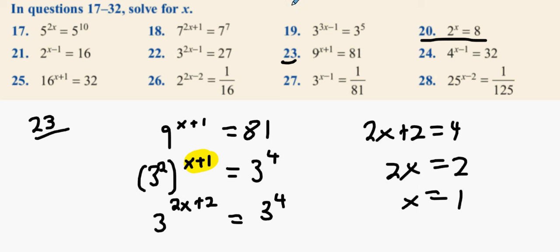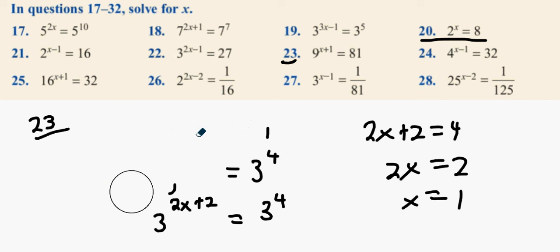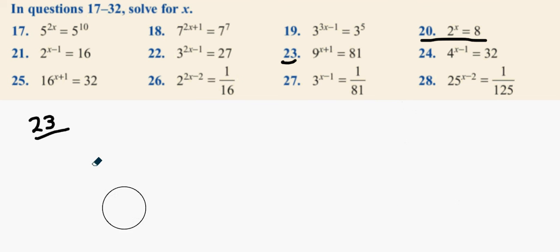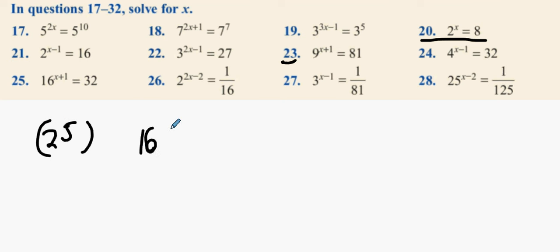Alright, now let me give you an example where you won't be given really a choice. You'll have to shift factor. 25 is an example of that. You won't have a choice. You'll have to shift factor. It won't work otherwise. Okay? So you have 16 to the power of x plus 1. You have 32. Shift fact both of them.